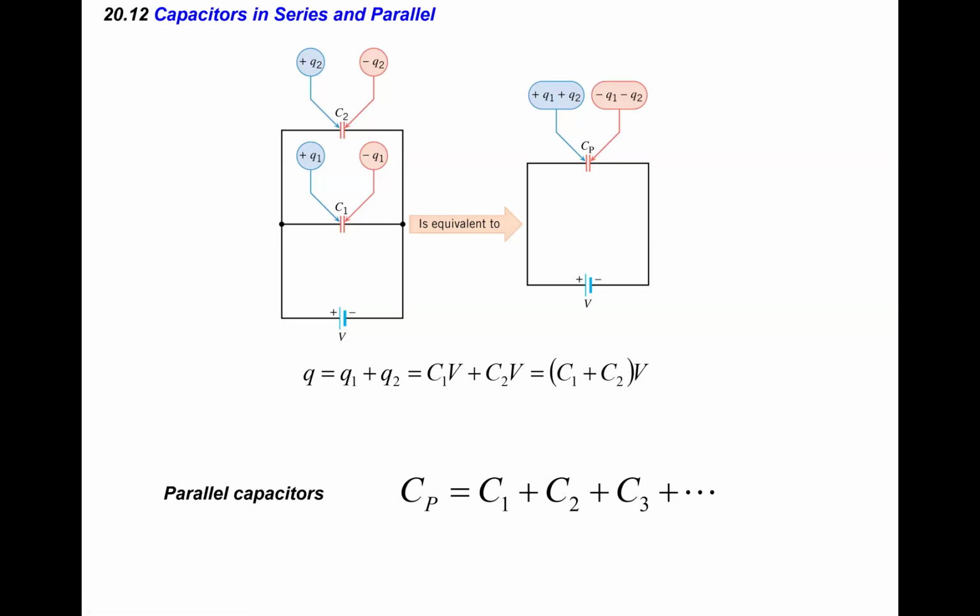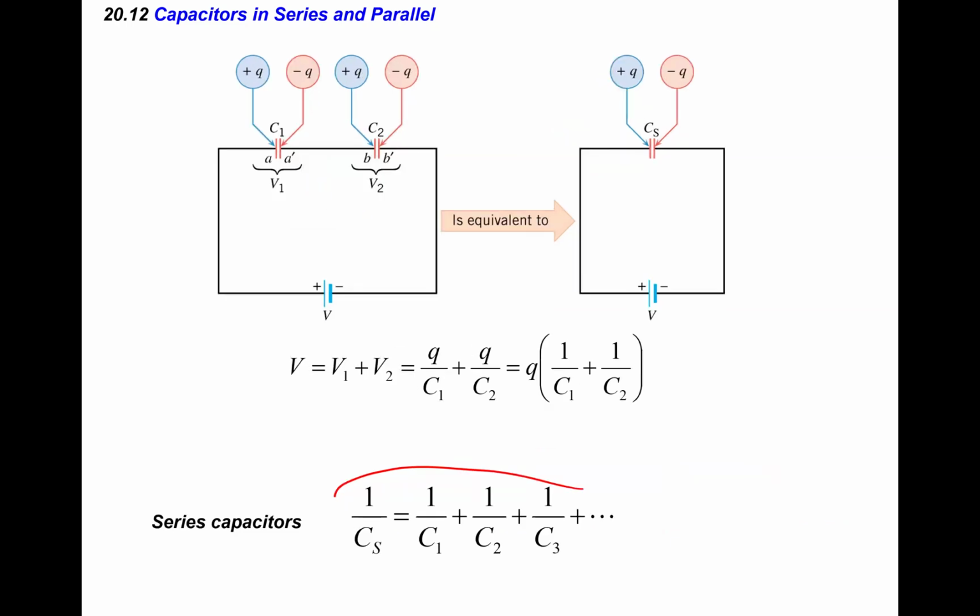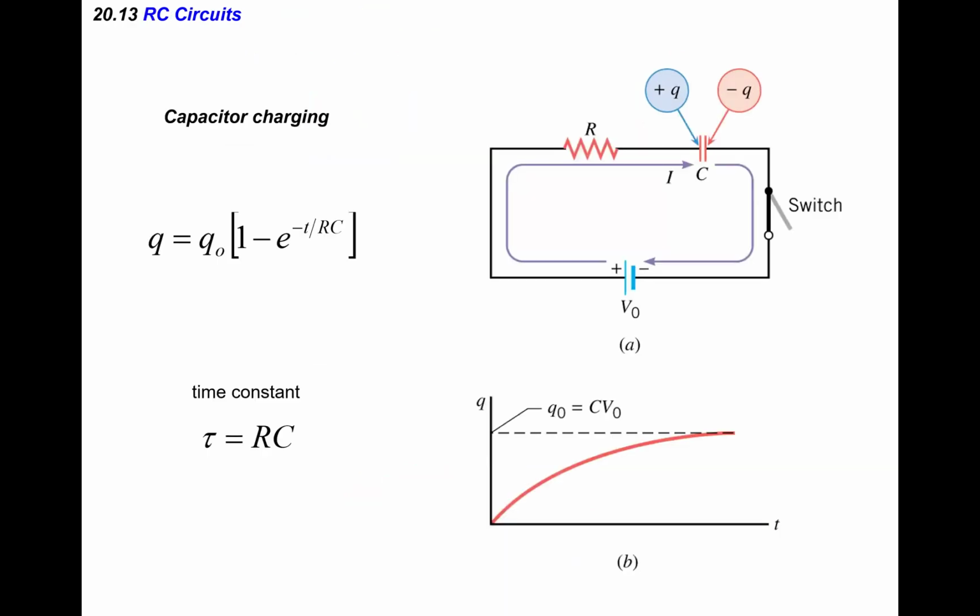And the last thing for today is about the capacitor. Okay, so a capacitor looks like this. But for a parallel connection of capacitors, you are going to do the summation of them. So it's the opposite of resistors. And in series, you are going to do this. So remember, it's different from resistors. And also, we can charge the capacitor.